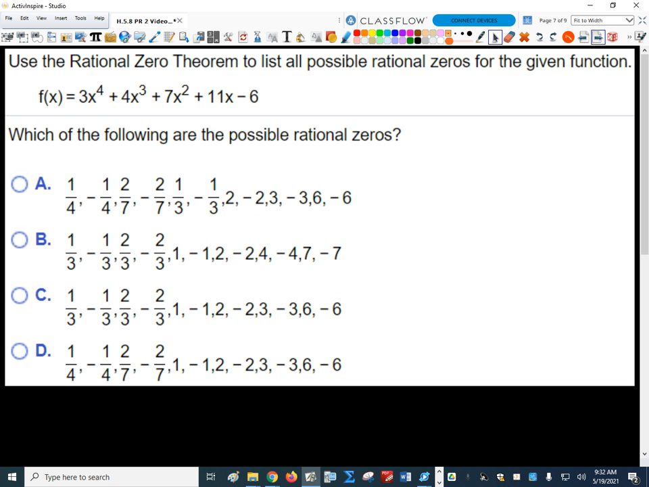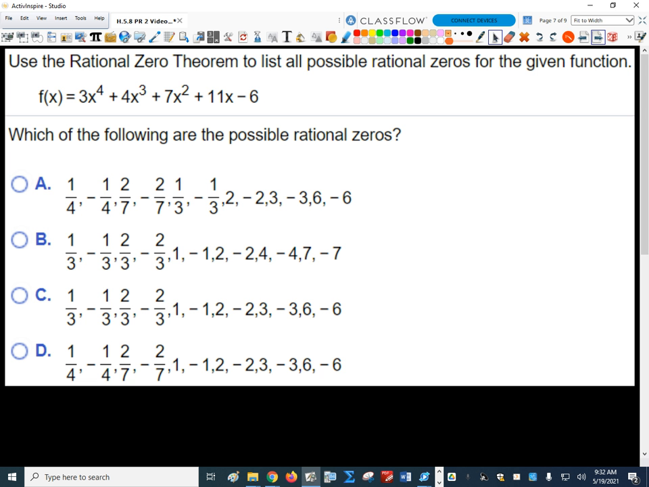Okay, let's try another one of these. Let's just practice finding the possible zeros using what are the candidates here? What's our list going to comprise? So we got positive and negative factors of 6 over factors of 3. So the denominator, unsimplified, if we're not reducing the fractions, could either be 1 or 3, right? The numerator could either be 1, 2, 3, or 6.